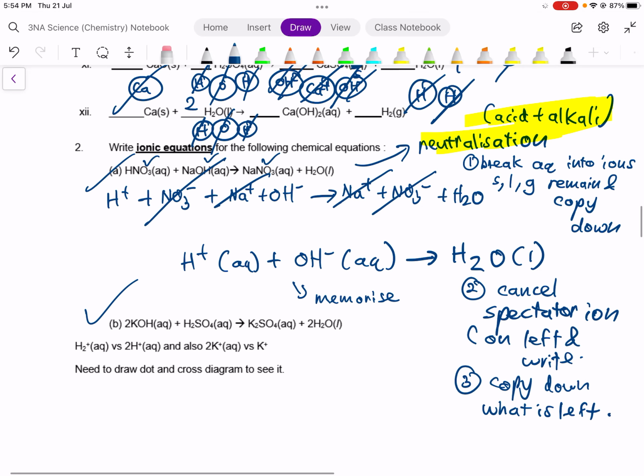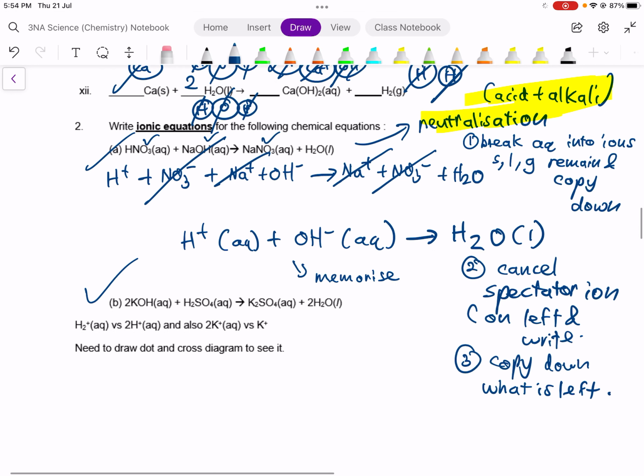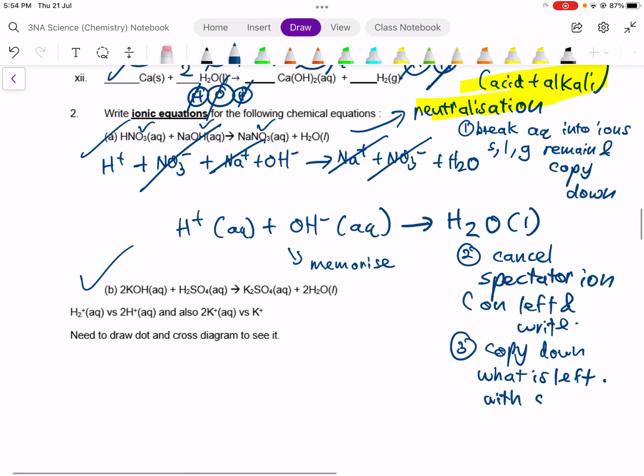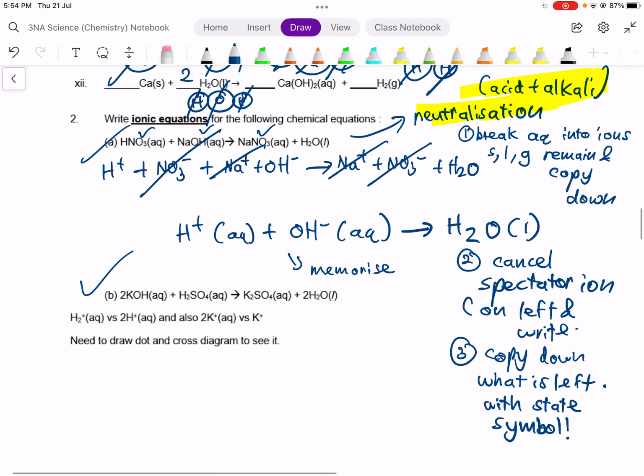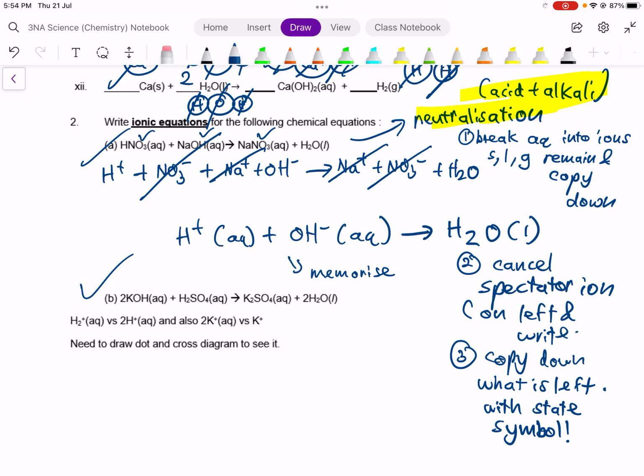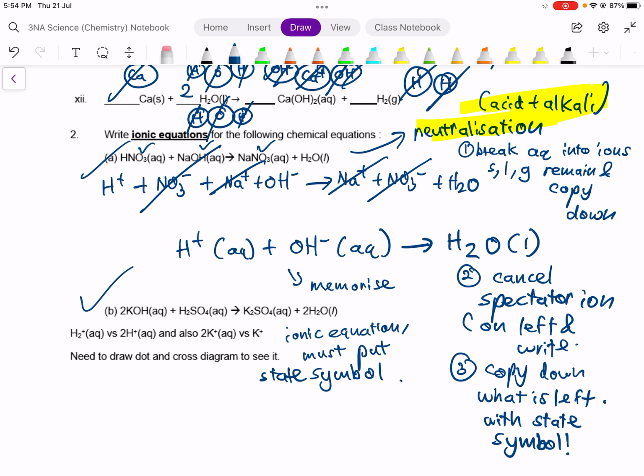Which is actually with state symbols. Ionic equation must have state symbols. They won't tell you to put state symbols, but you must put. I just write a comment: ionic equation must put state symbol, no matter what. It's by default must put state symbol. Then I come to the end for today's HBL.